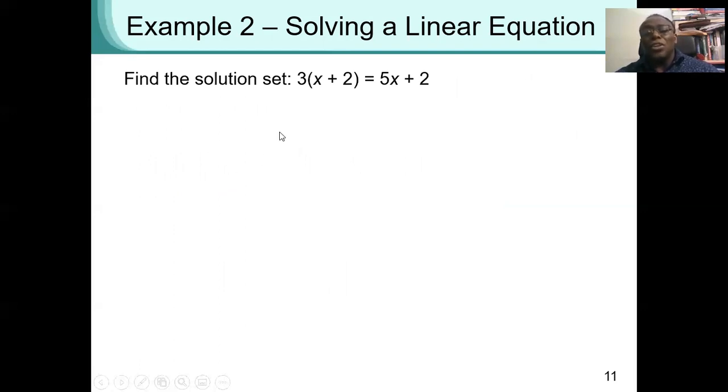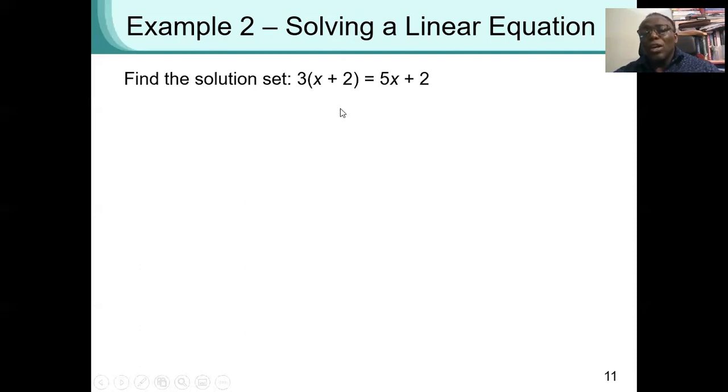So now let's see our first example. We have 3 in parentheses s plus 2. We know parentheses mean multiplication. So here I can say 3 times s plus 2 equals 5s plus 2. This is an equation because we have an equal sign. The left side of the expression is equal to the right side of the expression. So our goal with an equation like this is to look for the value of the variable.